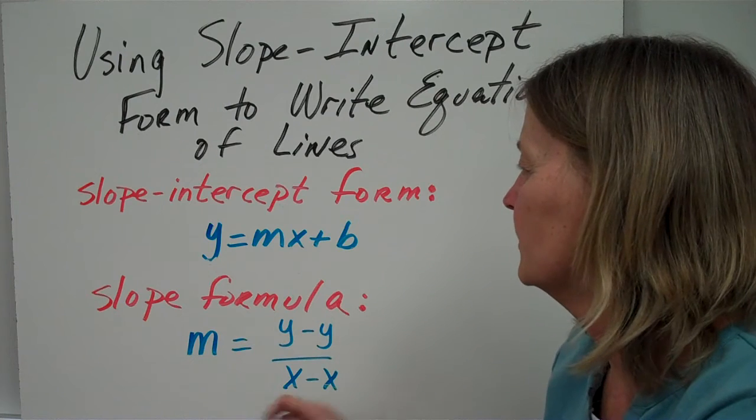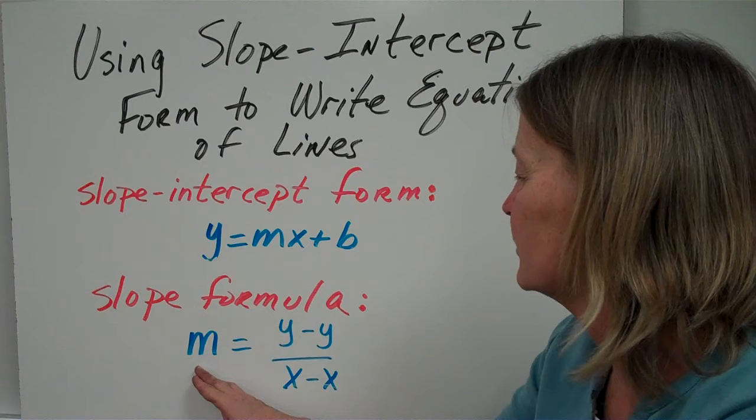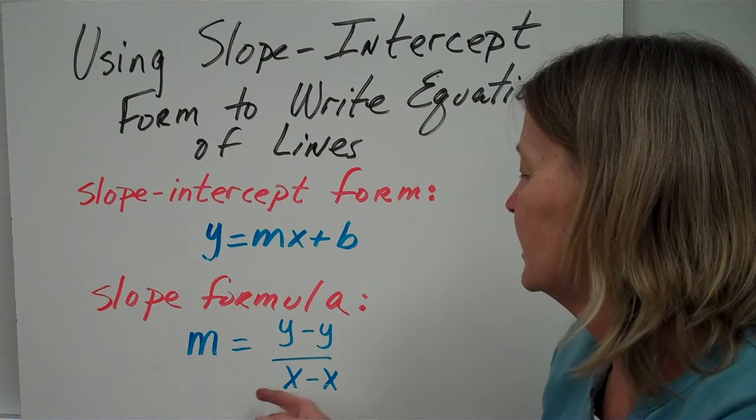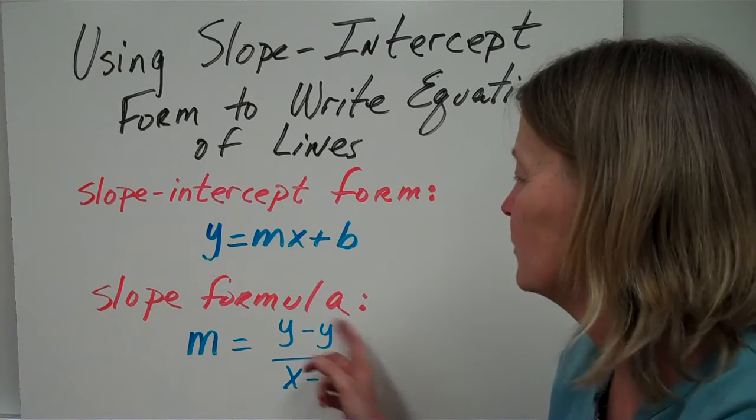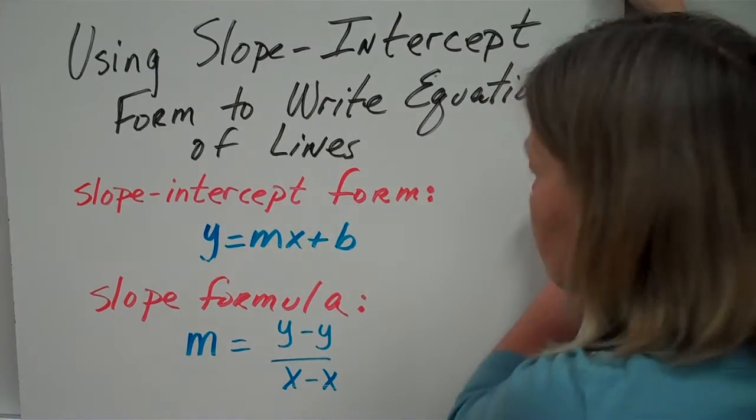And then slope formula. I want you to really pay attention to the letter m. You know that's for slope. And we subtract the y values over subtracting the x values. We've used this quite a bit. I just want to reinforce the letter m for you.